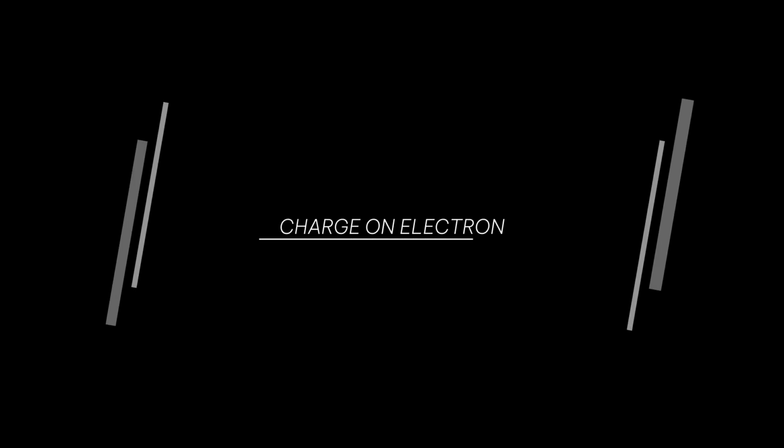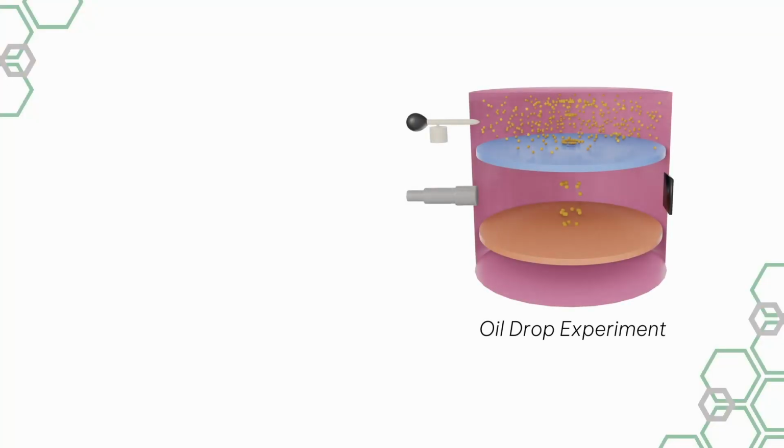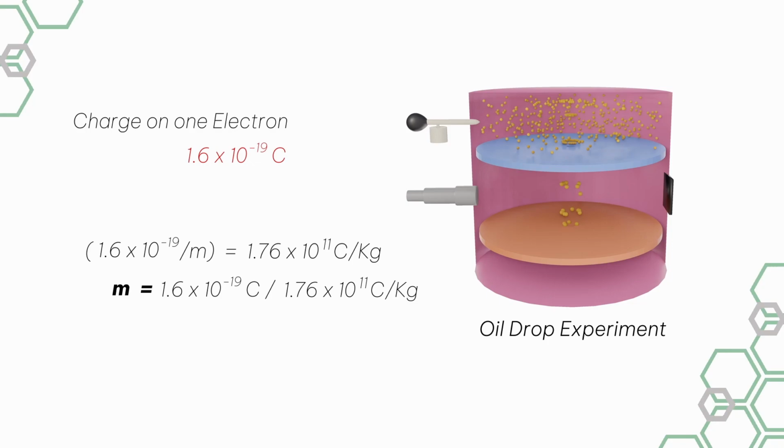Charge on the electron. R.A. Millikan through his oil drop experiment found out the charge on an electron. Through this experiment, he found that an electron has a charge of 1.6 x 10^-19 coulomb. Now if we put this value in the formula of e/m ratio, then we can find the mass of an electron also. And we will find that the mass of electron is 9.1 x 10^-31 kilogram.